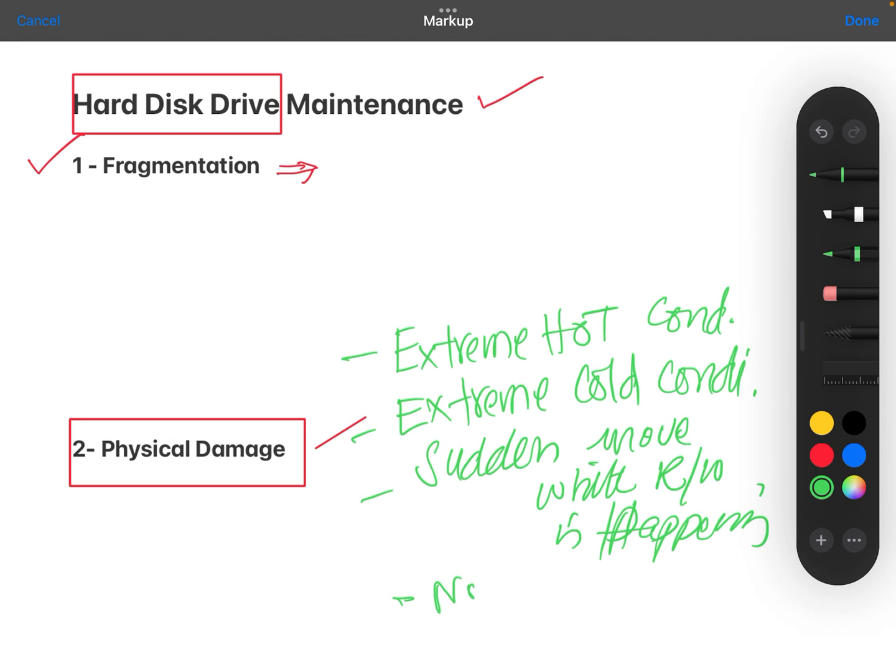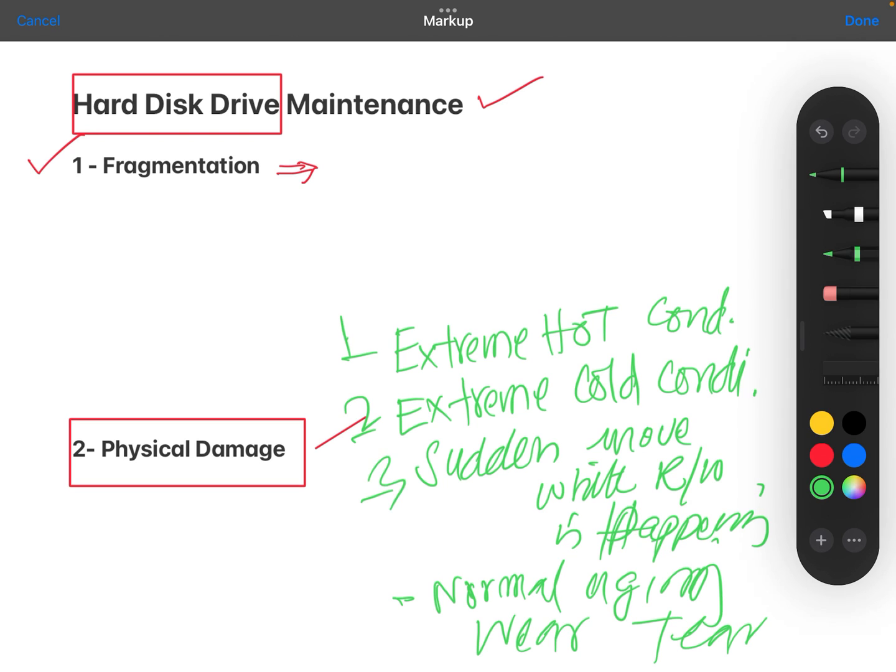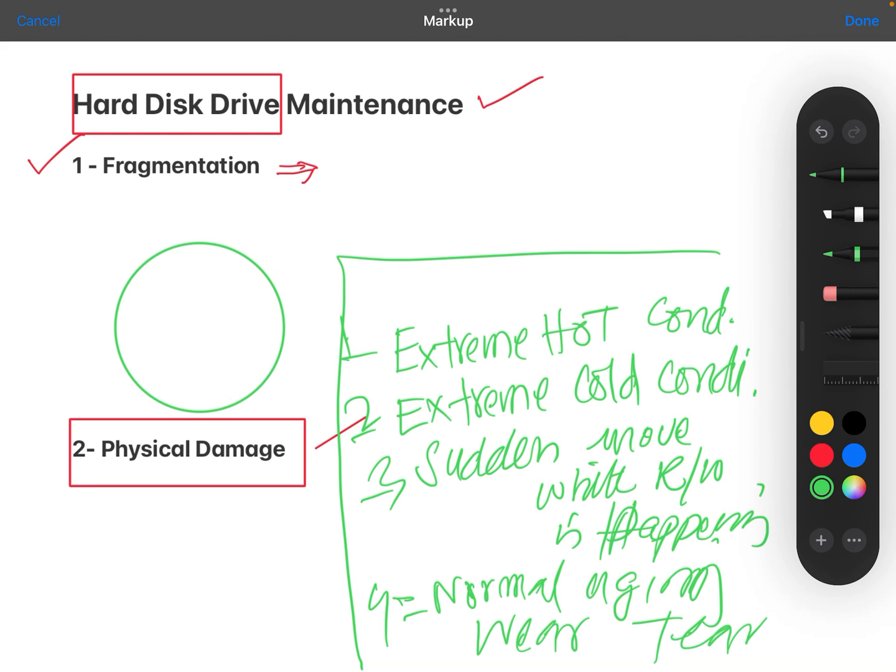And the fourth one is normal aging, or wear and tear. Over time, things get old. So, one, two, three, and four. Remember these things. What happens due to these things? Your hard disk drive develops bad sectors or blocks.